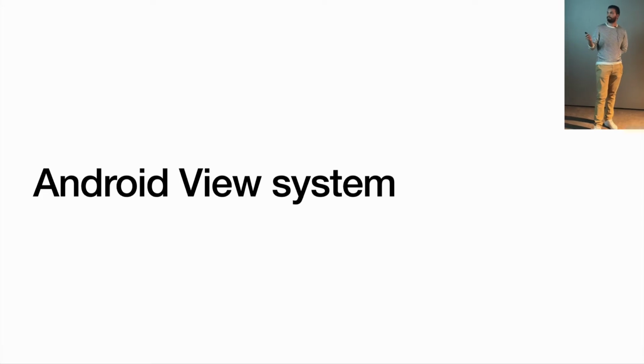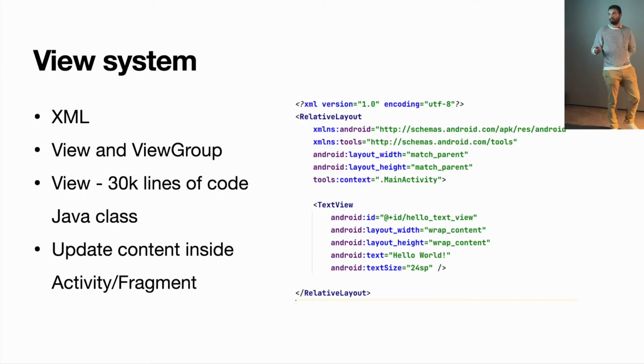Okay. So the Android view system. I guess most of you know how the Android view system works essentially. This is a really simple example of one screen that shows only hello world on the screen. We are using XML for writing our UI, which is basically a markup language that enables us to write some human readable structure trees for our UI components. And yeah, the main building blocks of XMLs are views and view groups.